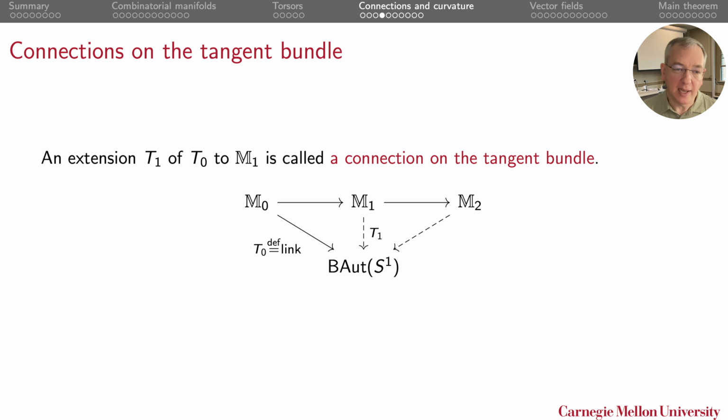So like I said, a connection is an extension. So an extension of T0 called T1 to the 1 skeleton of M, which is M1, we'll call a connection on the tangent bundle. So M0 maps to mere circles. We call that T0. And if we extend it to M1 so that this is commutative, then we're calling that a connection on the tangent bundle. So what's that look like?